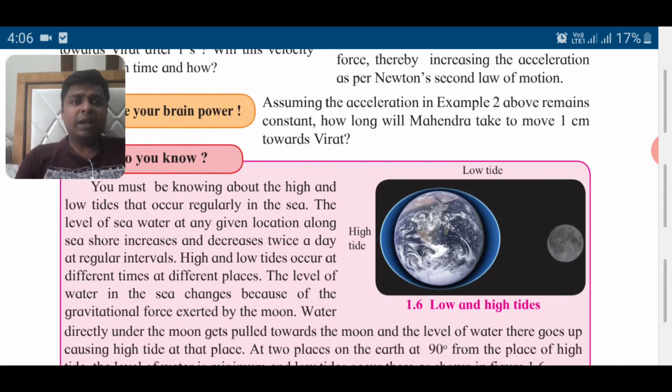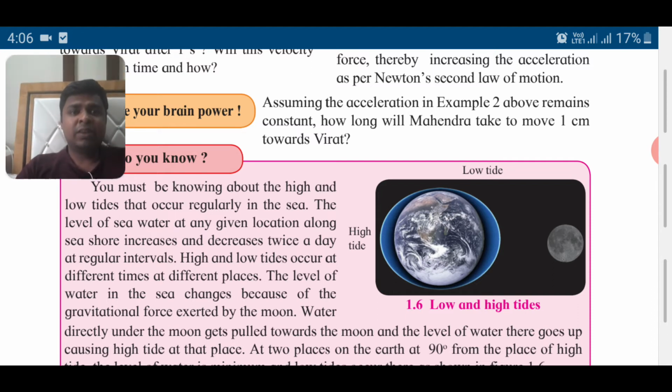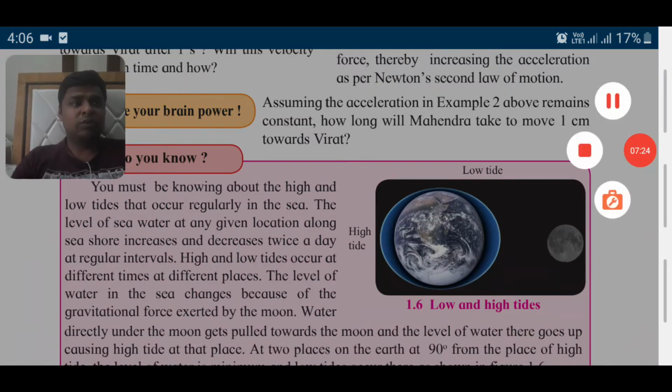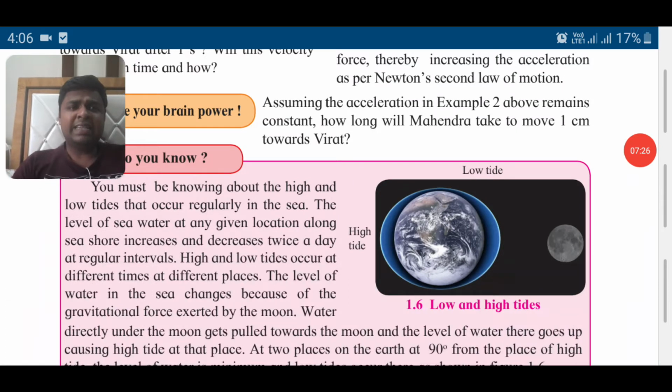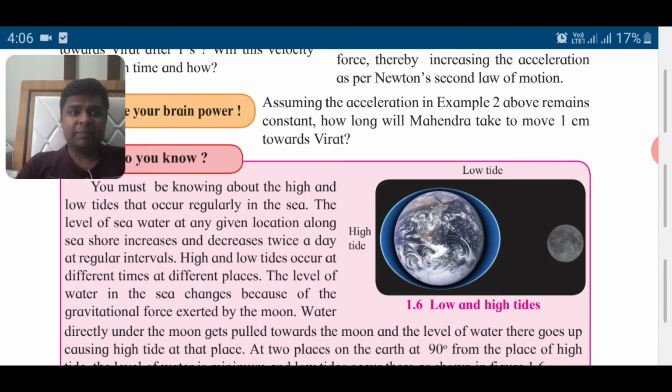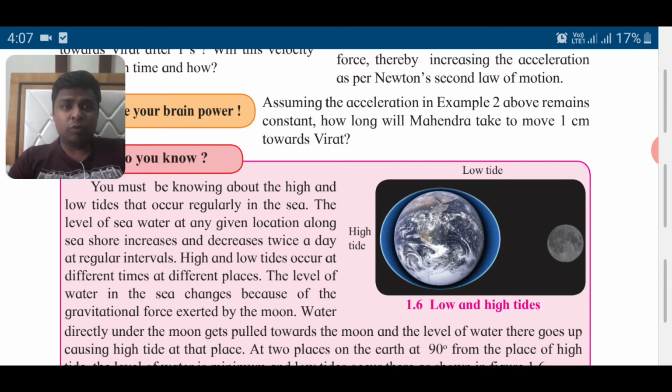Now if you look at massive objects like Earth and Moon, tides are an example of the effect of gravity on Earth. Tides are nothing but the level of the sea increasing and decreasing twice a day. So high tide and low tide occur at different times at different places. The level of the sea increases because of the gravitational force of the moon.